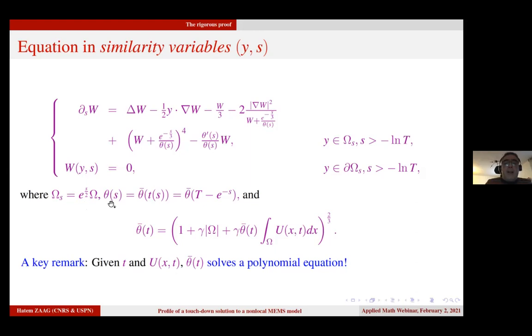And I have here a theta bar, which is theta bar of t of s, and this is my non-local term. So I always have to use both formulations, either with capital U or with capital W. Everything will be important. Once again, theta bar solves a polynomial equation if U is given. So this is the equation.